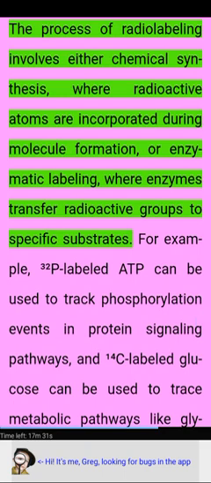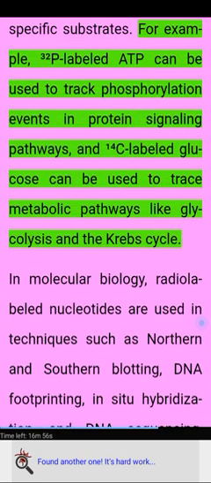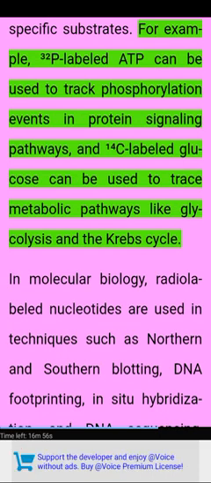The process of radiolabeling involves either chemical synthesis, where radioactive atoms are incorporated during molecule formation, or enzymatic labeling, where enzymes transfer radioactive groups to specific substrates. For example, ³²P-labeled ATP can be used to track phosphorylation events in protein signaling pathways, and ¹⁴C-labeled glucose can be used to trace metabolic pathways like glycolysis and the Krebs cycle.